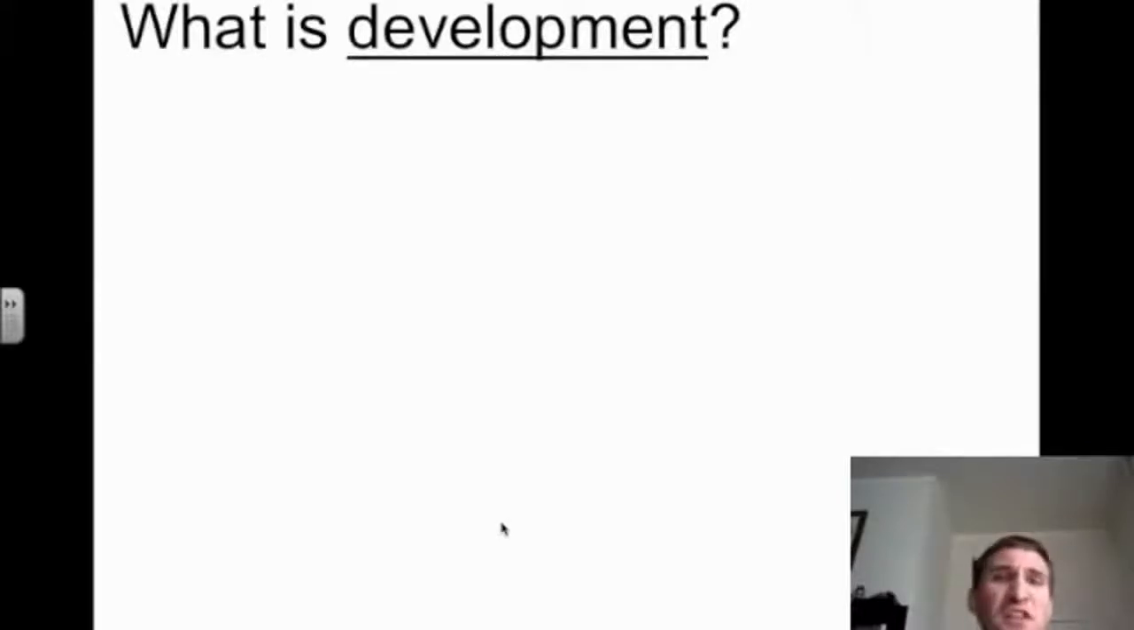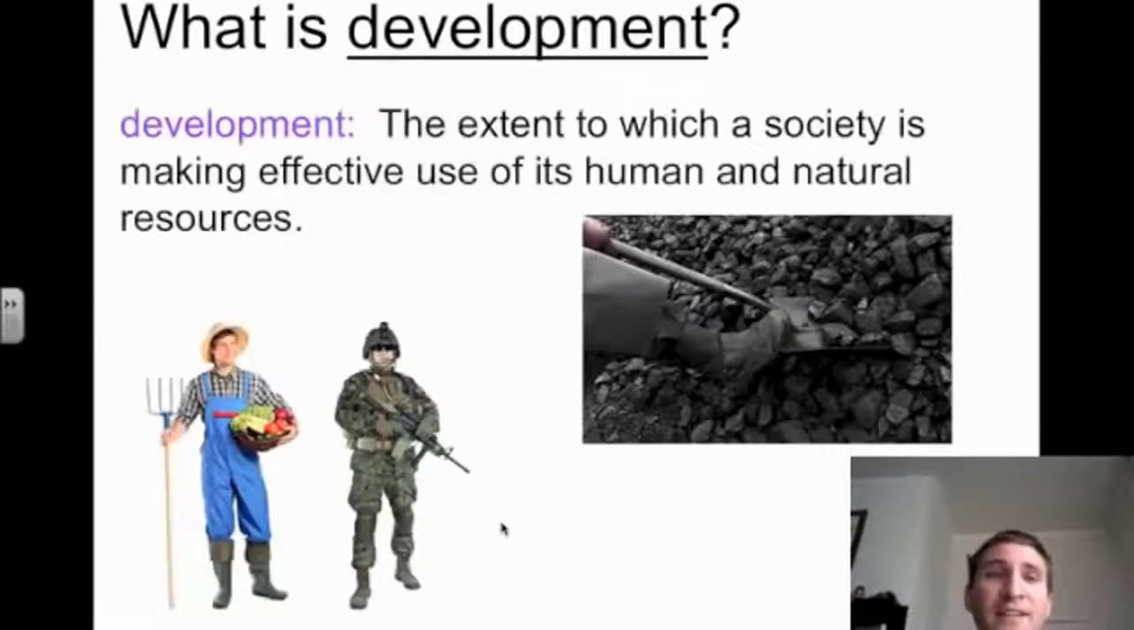And let's first start our notes off by defining development. Development is, in social studies terms, the extent to which a society is making effective use of its human and natural resources. Natural resources, an example could be coal. And what's a human resource? Well, the jobs that people do in a country. Here's a farmer. Here's a soldier. These all relate to how developed a country is.